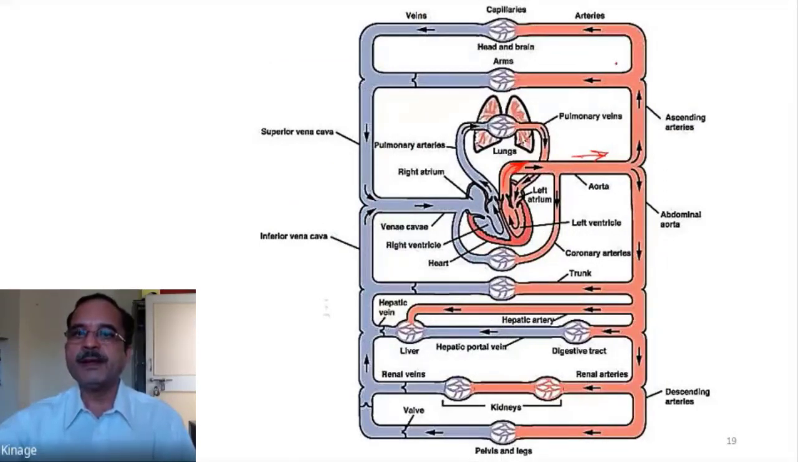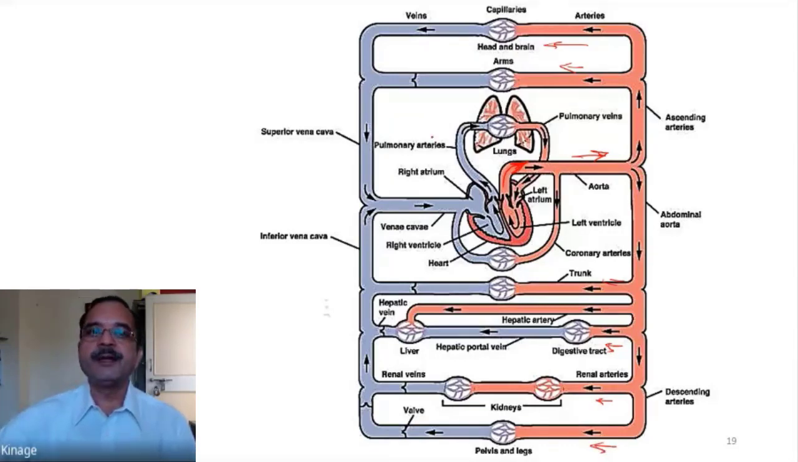It also goes to the brain. As you see here: brain, arms, trunk, digestive tract, then renal arteries, that means the kidneys, pelvis and the legs. Then from all these parts, it is again collected back. After collecting back the deoxygenated blood, it enters the heart through the vena cava. The vena cava collects the impure blood from various organs and pumps this deoxygenated blood to the right atrium.